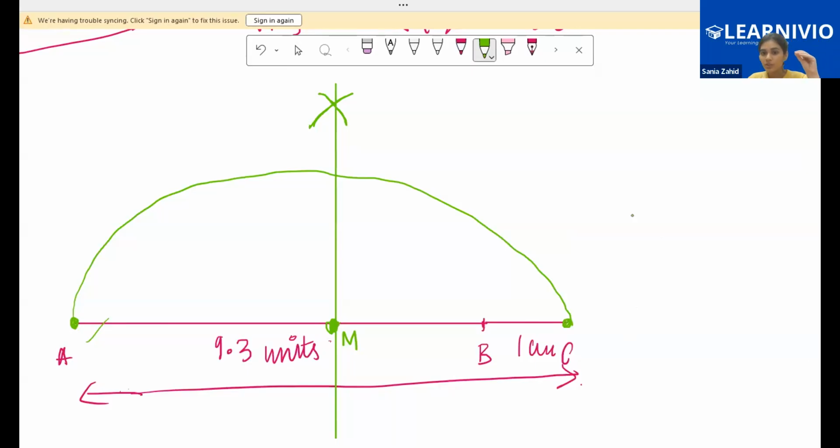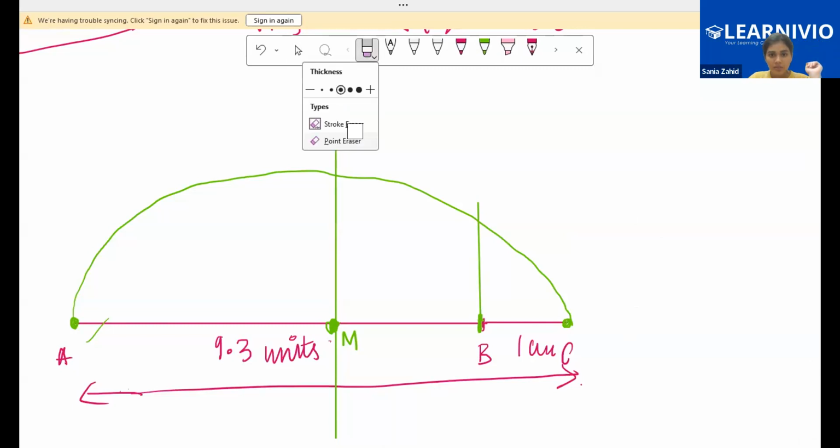Now what you will do is, children, you had this point B with you. Join this point B to the semicircle.